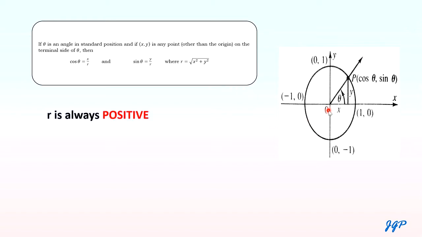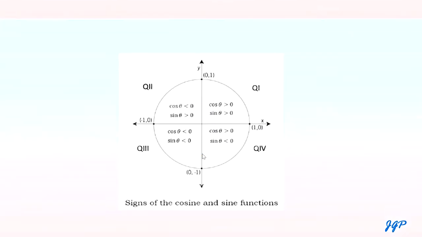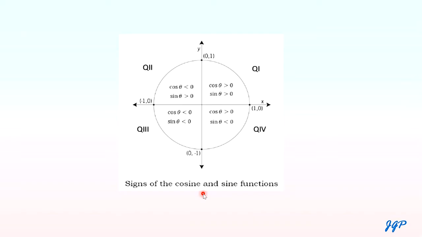Again, our r here is a radius vector, meaning that it is the distance from point P to the origin, meaning that it is positive. That's why r is always positive. And x and y can be positive or negative depending on the location of your angle. So here now are the signs of cosine and sine functions.